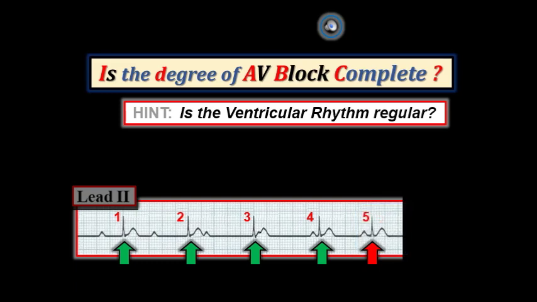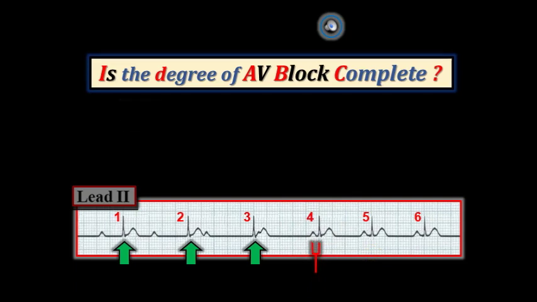When the ventricular rhythm is not regular, this is a big clue that the degree of AV block may not be complete. If we now look closer in front of the QRS complex for the last 3 beats, we can see that the PR interval before beats number 4, 5, and 6 is constant, which means that these beats are conducting. So the rhythm is not complete AV block. But the clue that complete AV block was not present was that beat number 5 occurred earlier than expected, which prompted us to look extra carefully at the PR interval preceding the last few beats on the tracing.